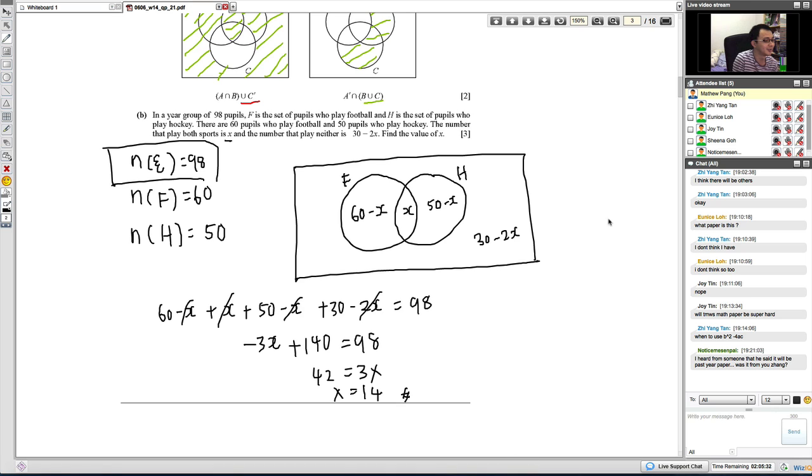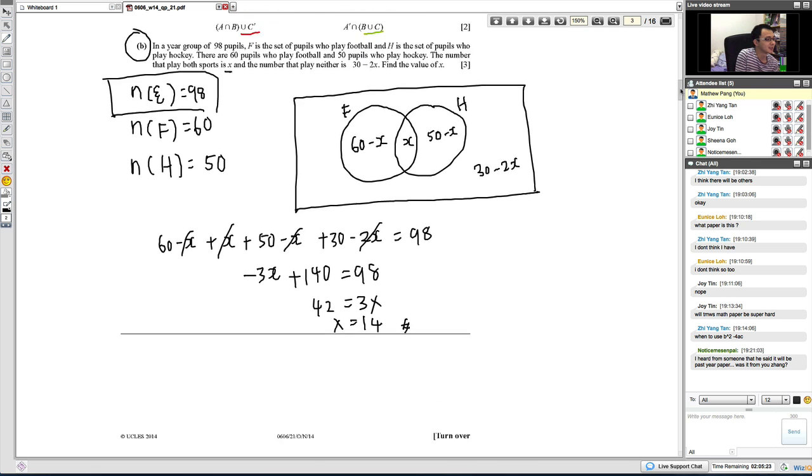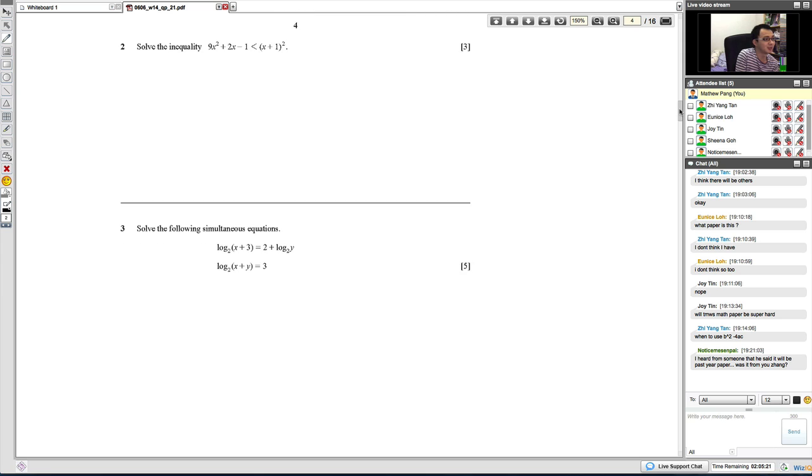Okay, so if you don't have the problem, I'm going to move on. So you must know how to solve a question like this. Okay, so I move on to the next question. Solve the inequality. So you need to solve this inequality.